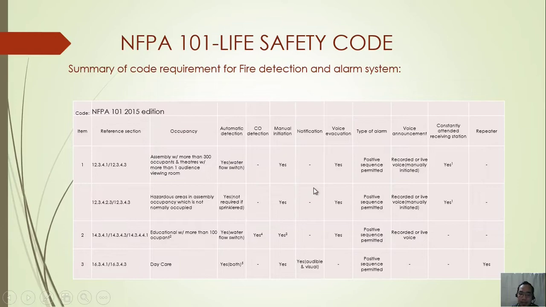Same with the first row in assembly, you may also need a manual pull station, and at the same time a voice evacuation requirement, like speakers. So anyone who entered that particular room, there will also be an announcement to evacuate the building. It's the same.